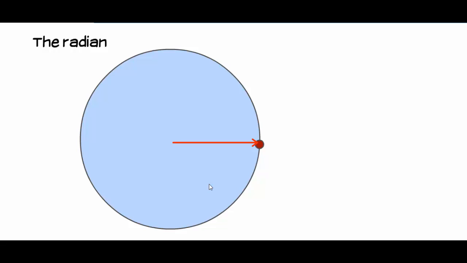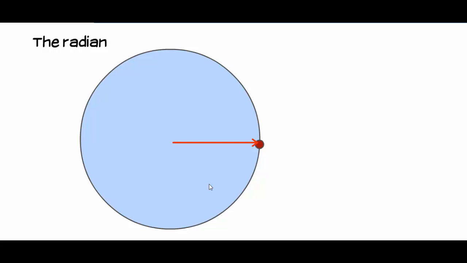So the two most commonly used measures for angles are degrees and radians. There are 360 degrees in a full circle. A right angle is 90 degrees and 2 pi radians in a full circle. There are pi over 2 radians in a right angle. So there are about 57 degrees in a radian. So let's have a look at how we define the radian.